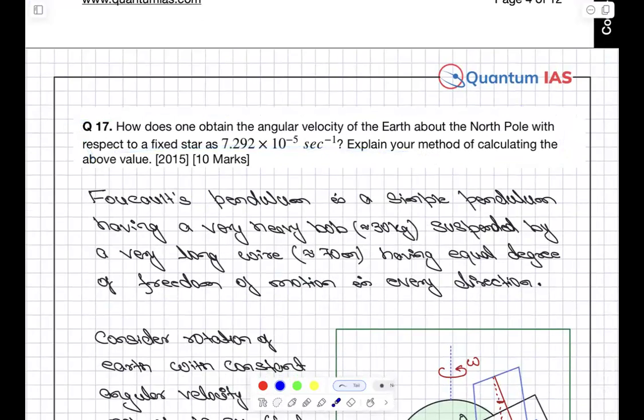Although such questions no longer come, try to understand how does one obtain the angular velocity of Earth about the North Pole with respect to a fixed star? Explain your method. What did everyone do? Omega equals 2 pi by T. What is T? 24 hours. The answer will be the same.